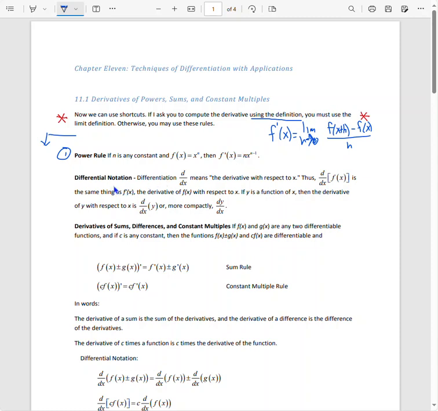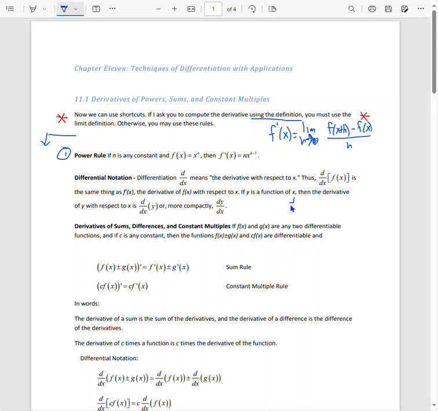Let's talk a little bit about differential notation. Differentiation, d dx, means the derivative with respect to x. Thus, d dx of f of x is the same thing as f prime of x, the derivative of f of x with respect to x. So x is your variable, take the derivative. Is it prime notation or differential notation? If y is a function of x, then the derivative of y with respect to x is d dx of y, or more compactly dy dx.